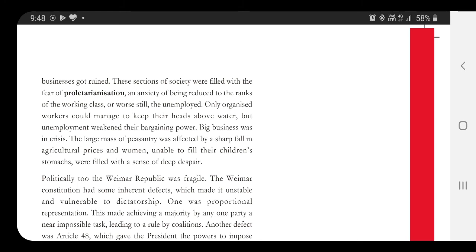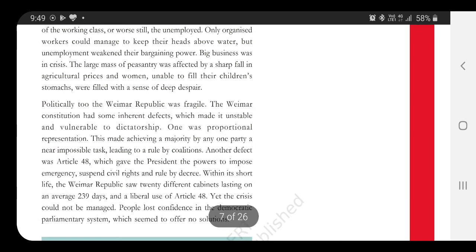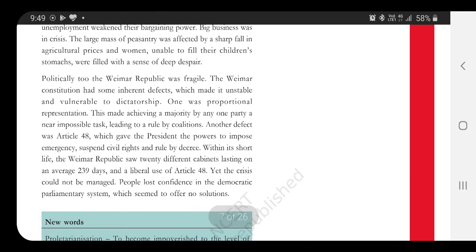So the ranks of the working class, or worse still, the unemployed. Only organized workers could manage to keep their heads above water. So people working in the organized sector could survive this harsh time, anyhow. But unemployment weakened their bargaining power. Big business was in crisis, right? So mothers were filled with a sense of deep despair. They could not fill their children's stomachs.